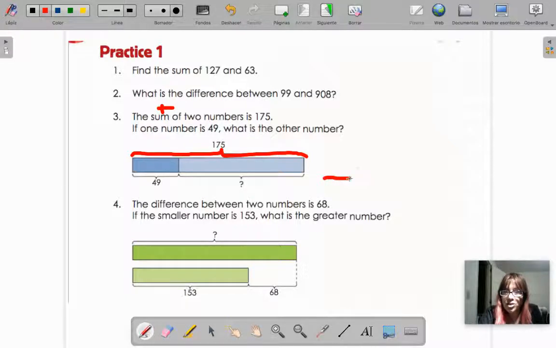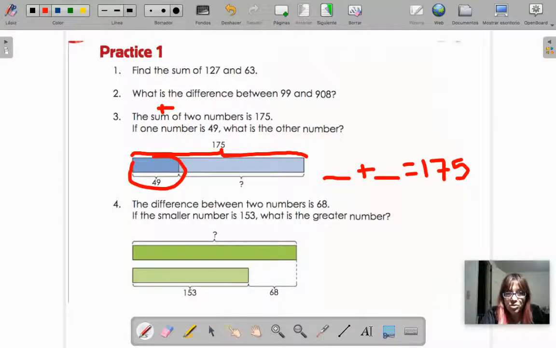So what you have to think is that, like they tell you, two numbers equal 175, okay? Here they are telling you that one of those numbers, this one, is 49. That means our first number of the addition is 49. And then the other number, we don't know it. This is what you need to find, okay? So 49 plus what gives you 175.